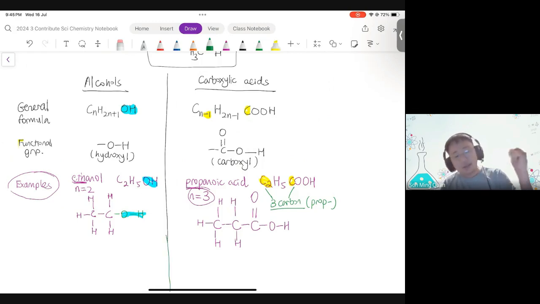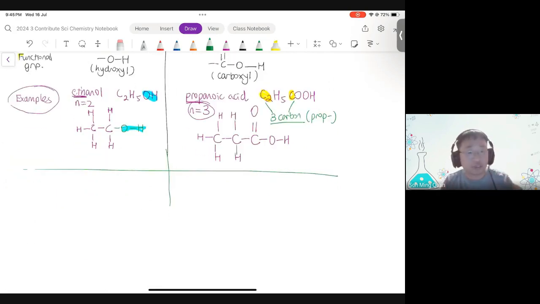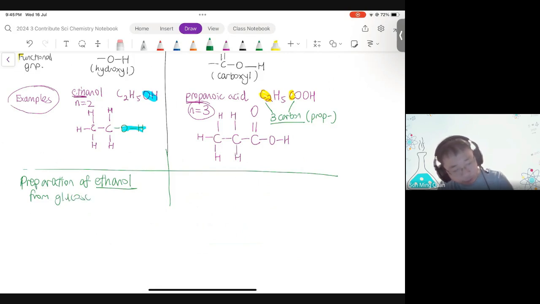Now, beyond just drawing and the general formula and the functional group, we will need to know reactions. Before we go on to reactions, let's learn how to prepare or make. So, making or preparation of ethanol. How do you make ethanol? Firstly, we need to know ethanol is made from glucose. Glucose is found in plants, so we extract the glucose from plants.